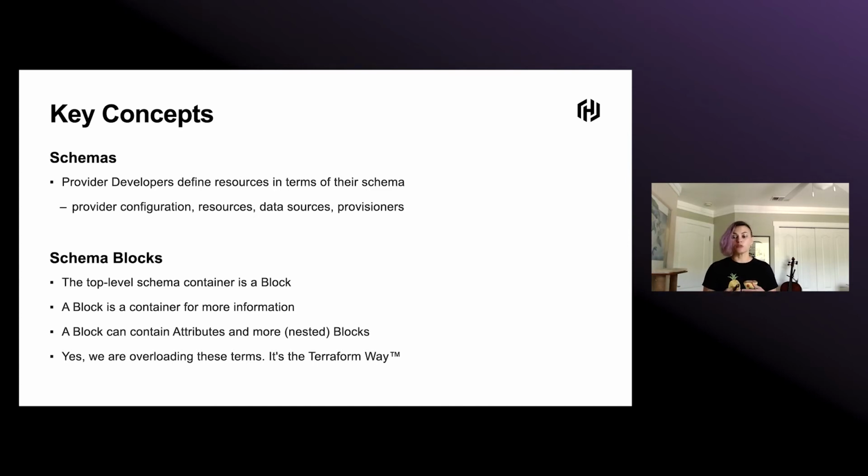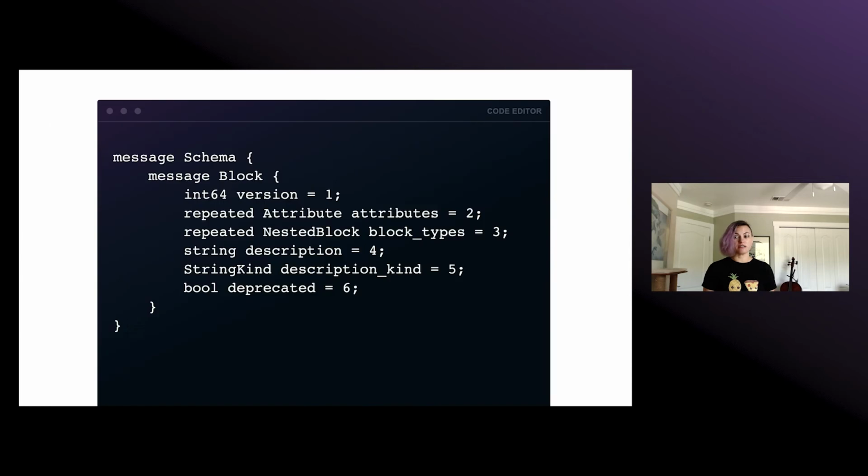Now I'm going to show you what the definition of the block looks like in the actual protocol. So this is a snippet of the entire schema. This is showing just what a block is in the schema. Now there's a lot of information here. The interesting details I'm looking at: a block has attributes and it has nested blocks. Those nested blocks are more blocks.